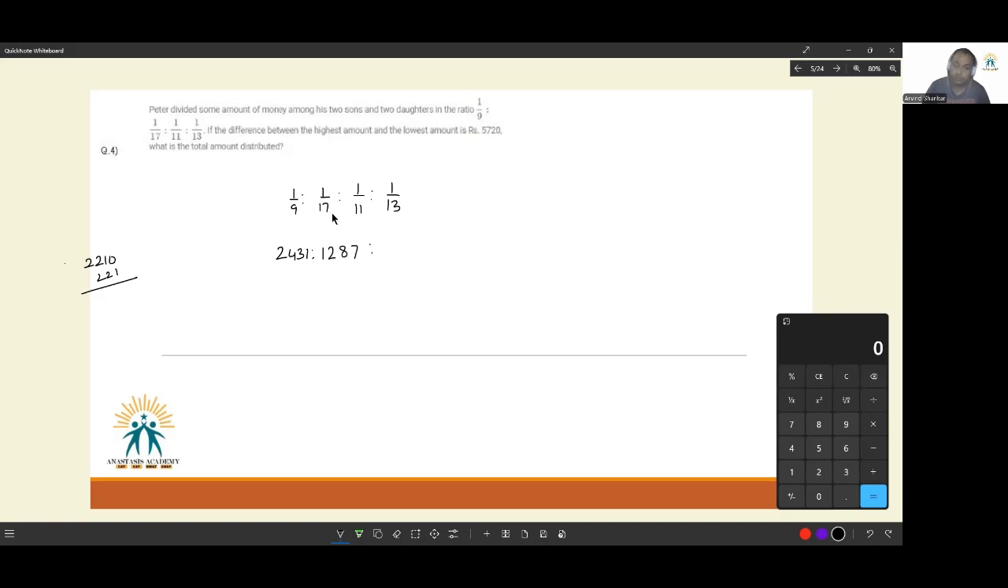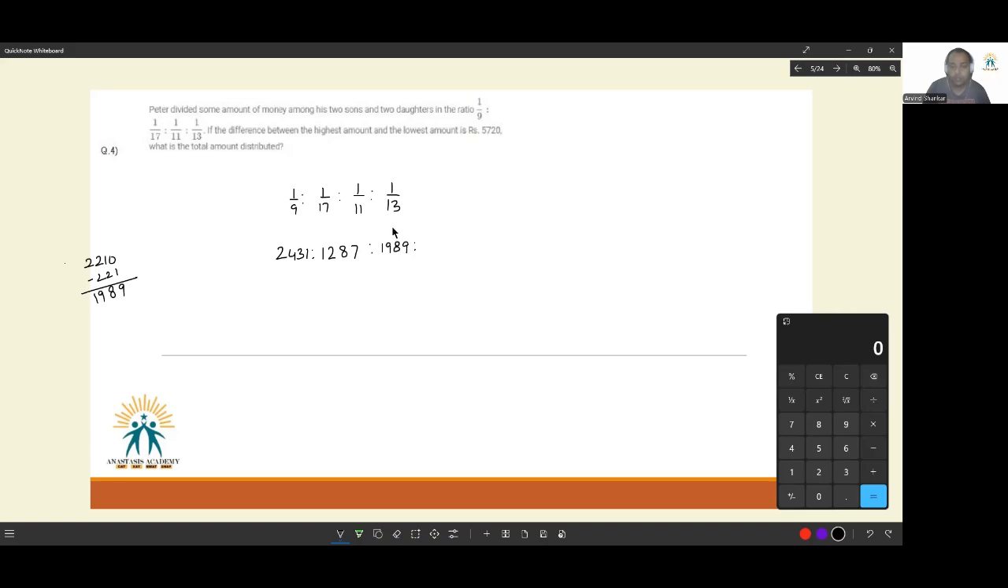Then we will have 17 into 13 into 9. 17 into 13 I know to be 221, so this time I'll have to simply do a subtraction. 0 minus 1 gives me 9. 0 minus 2 gives me 8. 21. 1989 I'll get.